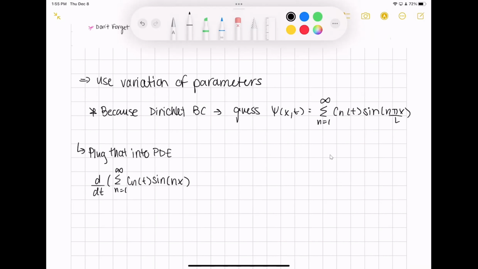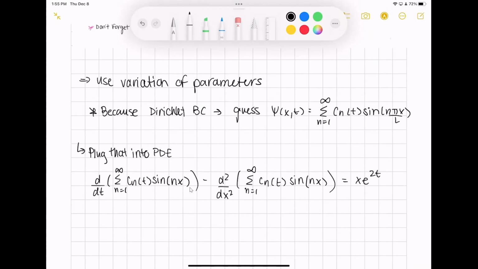And here we note that our L, our length here, is actually equal to pi. So the sine term here is just going to be sine nx. So then we have that second term. And that is all equal to x e to the 2t.